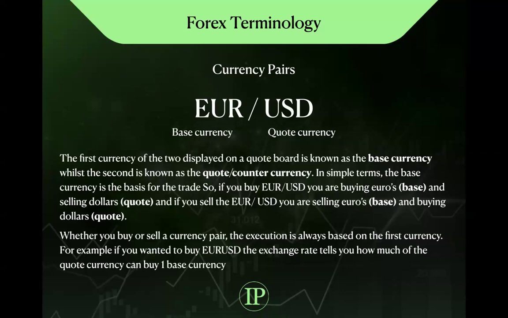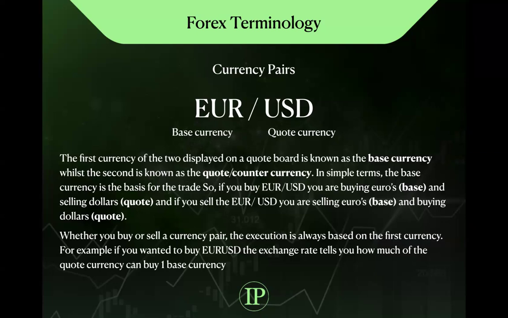So for each currency pair, there will always be 2, and you will always have a base currency and a quote currency. Okay, so the first currency of the 2 displayed on the quote board is known as the base currency, while the second is known as the quote or counter currency. Okay, in simple terms, the base currency is the basis for the trade.